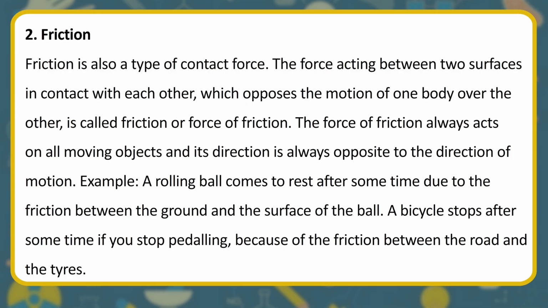2. Friction. Friction is also a type of contact force. The force acting between two surfaces in contact with each other, which opposes the motion of one body over the other, is called friction or force of friction. The force of friction always acts on all moving objects and its direction is always opposite to the direction of motion. Example: A rolling ball comes to rest after some time due to the friction between the ground and the surface of the ball. A bicycle stops after some time if you stop pedaling, because of the friction between the road and the tires.